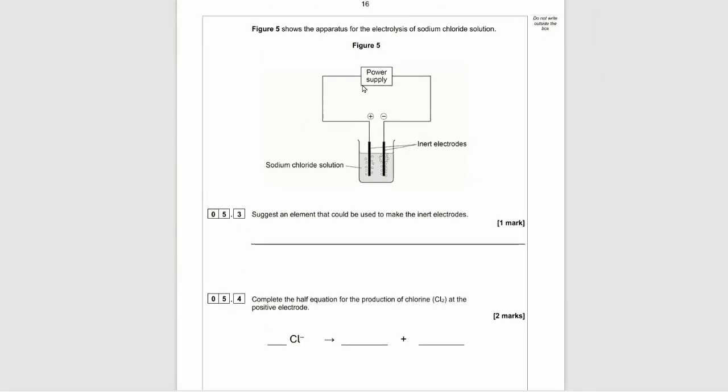Figure 5 shows the apparatus for electrolysis of sodium chloride solution. So we've got a power supply, some wires, and a positive electrode and negative electrode in the electrolyte. Suggest an element that you could make the electrodes out of. Well, electrodes are normally made of graphite, and the element is carbon. Platinum is another possible element you can make electrodes out of, but the answer they're really looking for here is carbon.